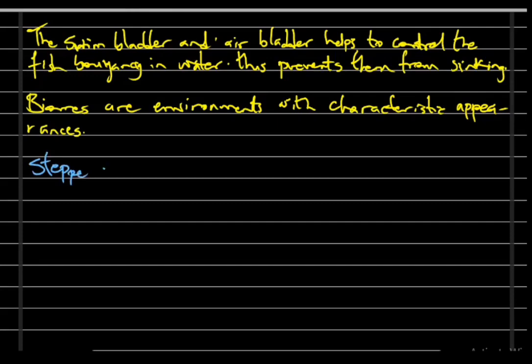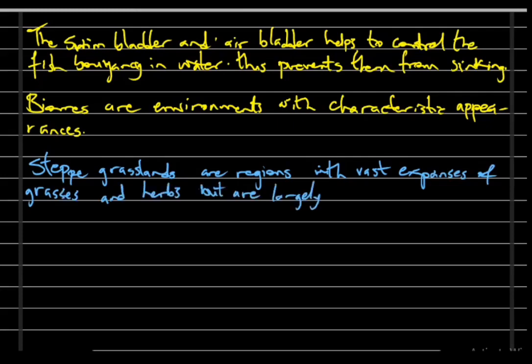Steppe grasslands are regions with vast expanses of grasses and herbs, but they are largely devoid of trees, and that is why they suit our answer.